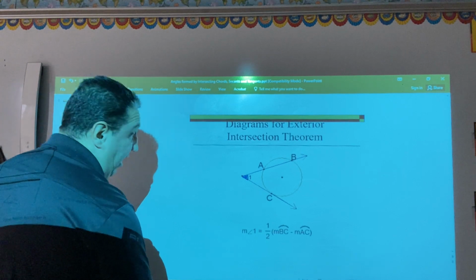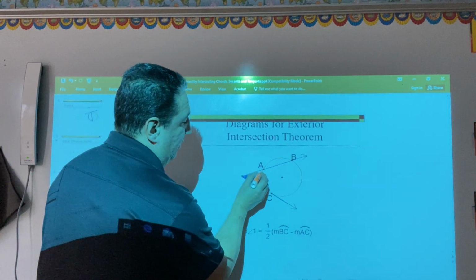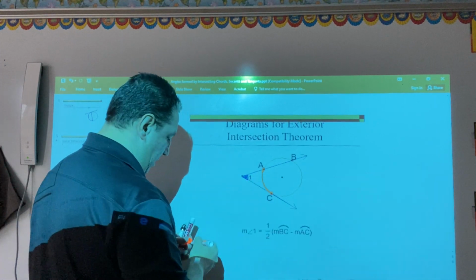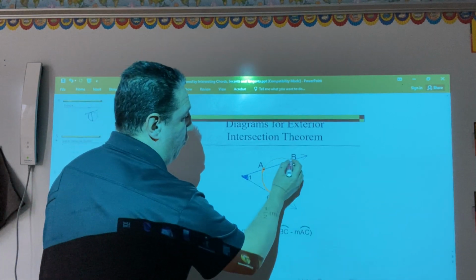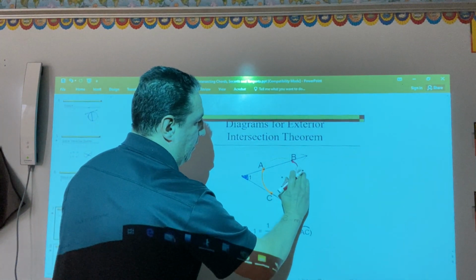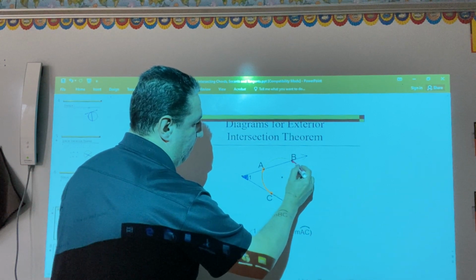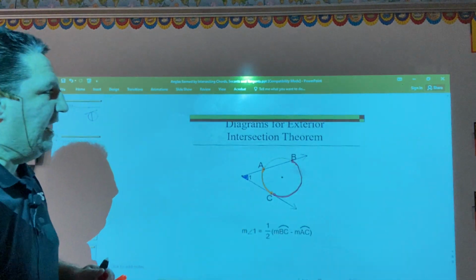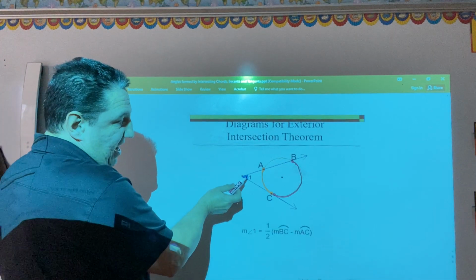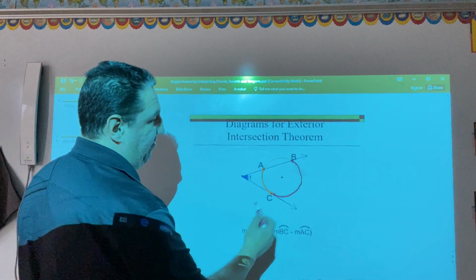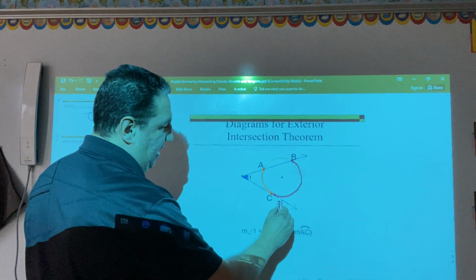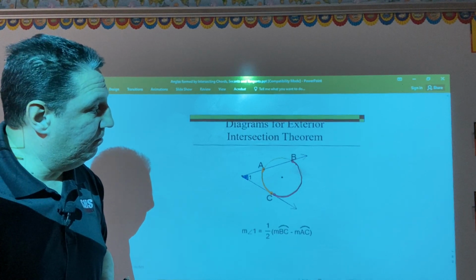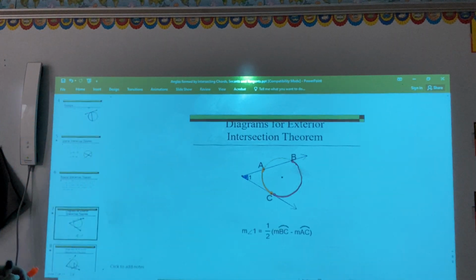What are the intercepted arcs? The intercepted arcs are AC and, of course, BC. Yes? So this theorem states the measure of angle 1 would be 1/2 of the measure of arc BC minus the measure of arc AC, right? Good.